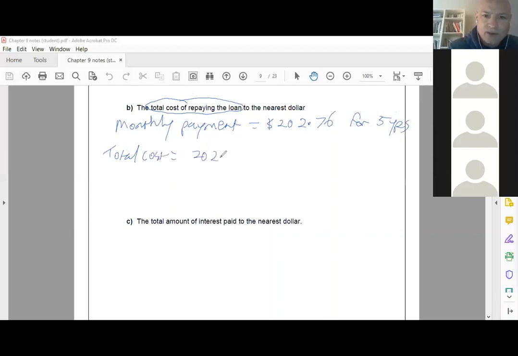Total cost equals $202 a month, times that by 12 to get it to 1 year, times it by 5 to get it for 5 years. So if we can work that out, that's how much his total cost is going to be. 202.76 times 12 months in a year times 5. So total cost equals $12,165.60. Now don't leave it as 0.6, write it as 60 cents. Any questions about how I worked that one out? Total cost for the 5 years. He's paying $202.76 a month. That's how much it's going to cost him. Any questions there?